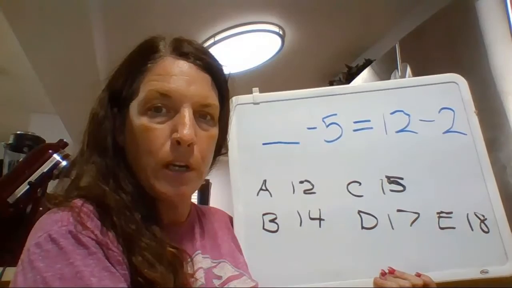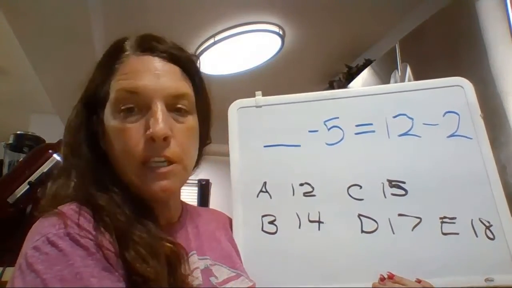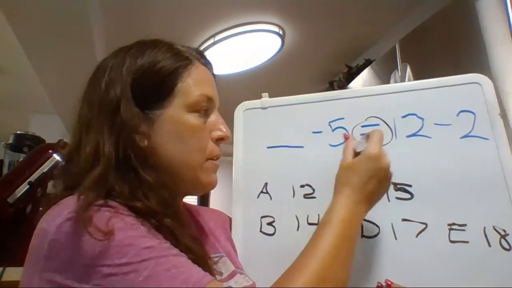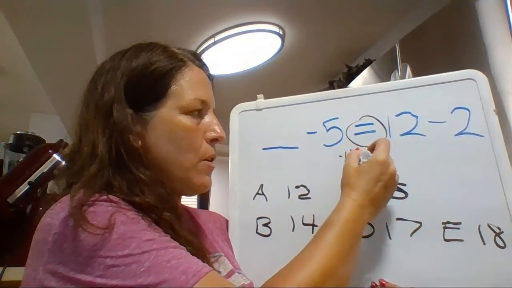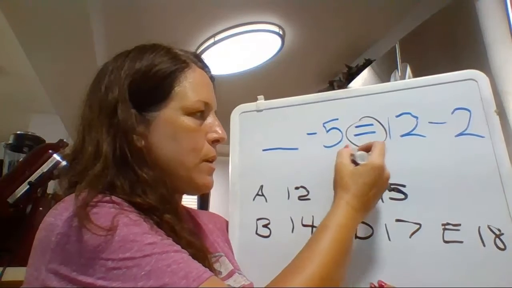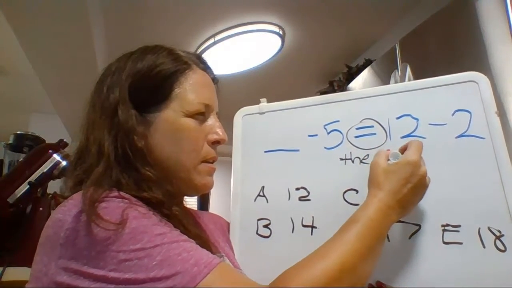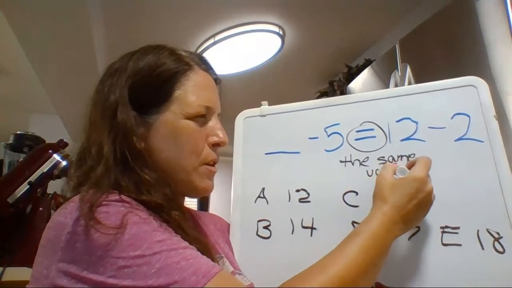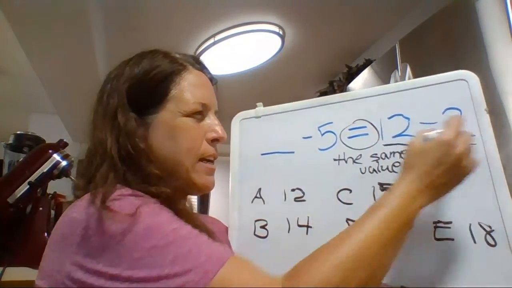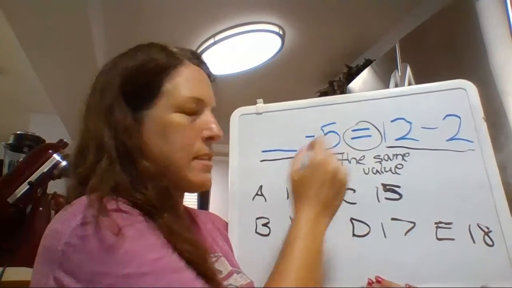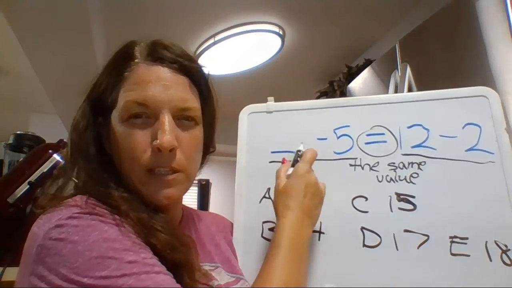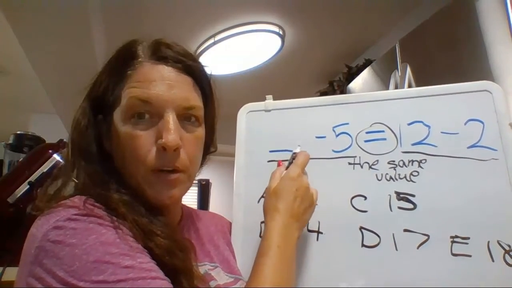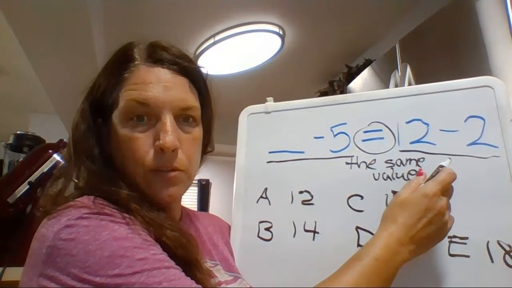So the first one, the first thing you should have noticed was the equal sign in the middle. And remember that equal always means the same as or the same value in math problems. So this side has to equal the same as this side. Do we know what this side equals? No, we don't, because we're missing a number. Can we figure out what this side equals?